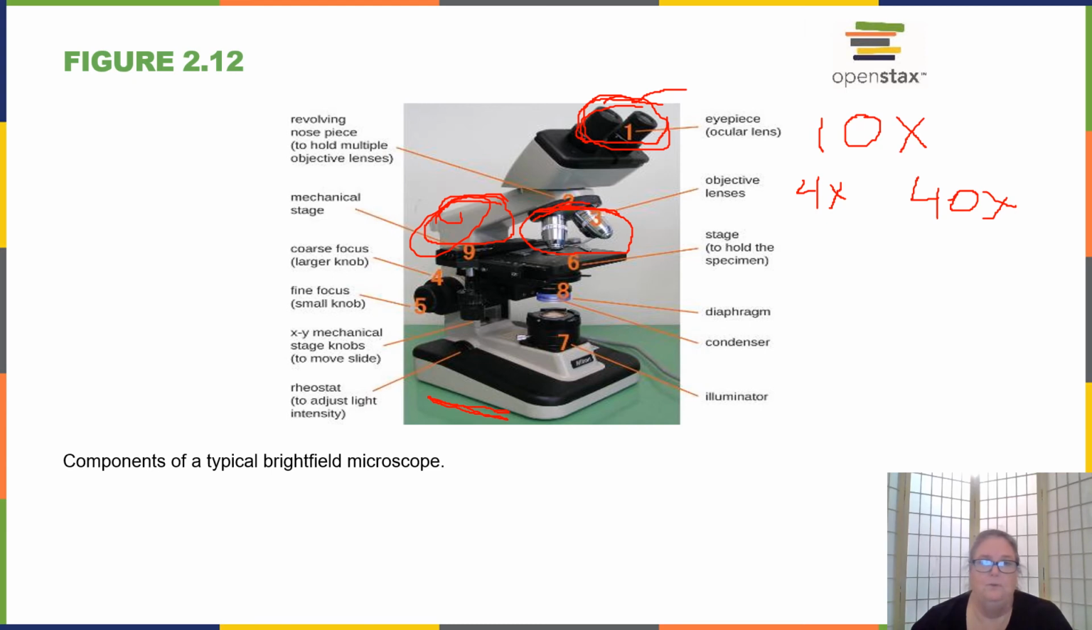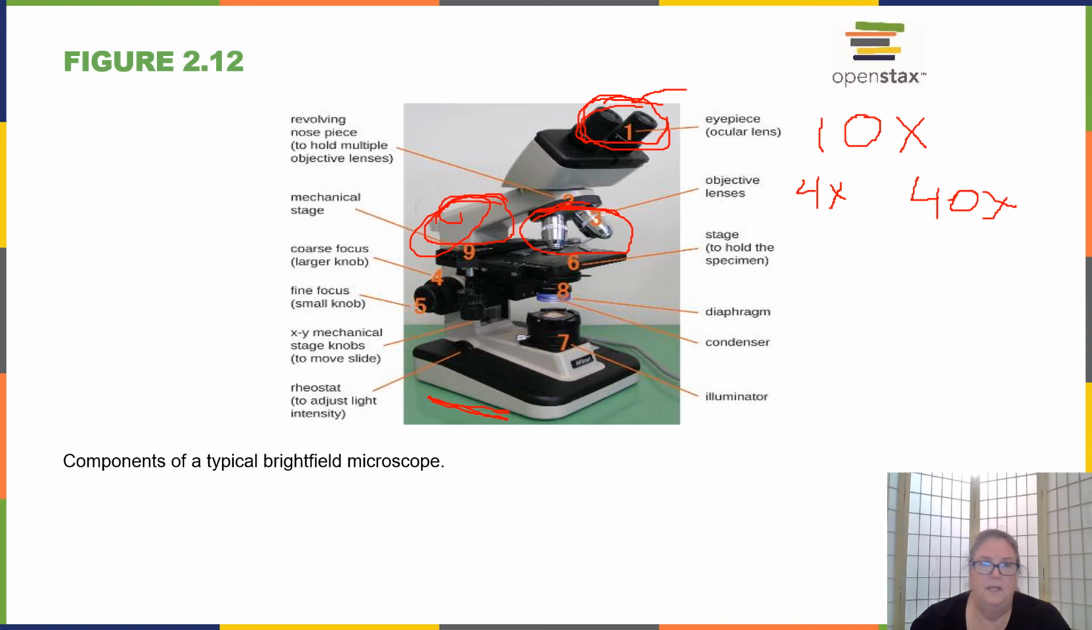So dry means without the oil. When you're cleaning your microscope, only use lens paper. Do not use a tissue. Don't use a paper towel. Don't use a Kim wipe. You're only going to use lens tissue.